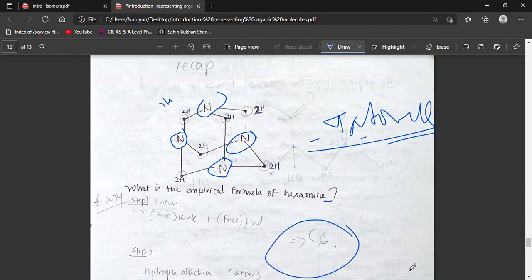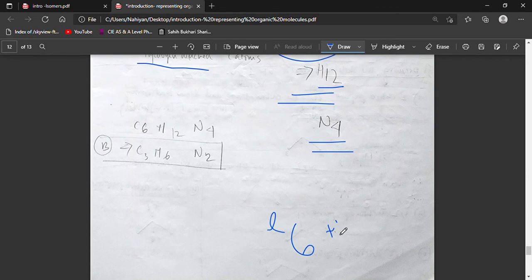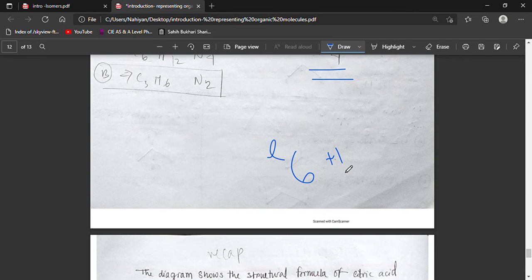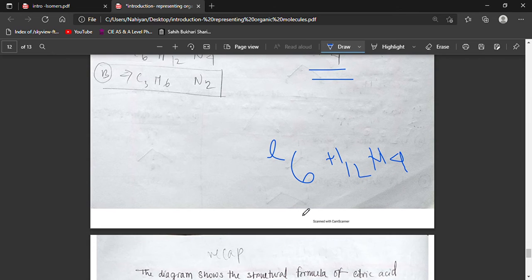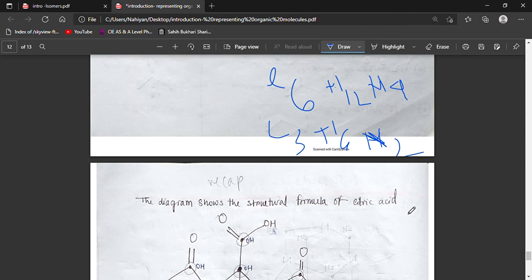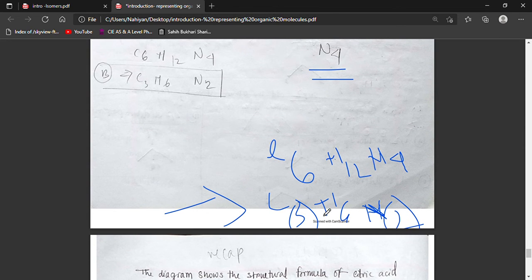So in total, we have six carbons and 12 hydrogens, and four nitrogen. And we were asked to write the empirical formula, so we must simplify this. If we divide it by 2, we have C3, H6, and N2. Now we have 3 and we have 2, so we cannot divide it further. We have to end it here. So this is the empirical formula.